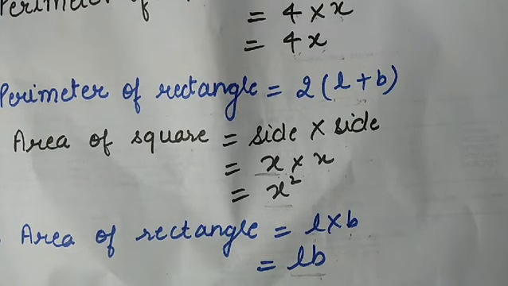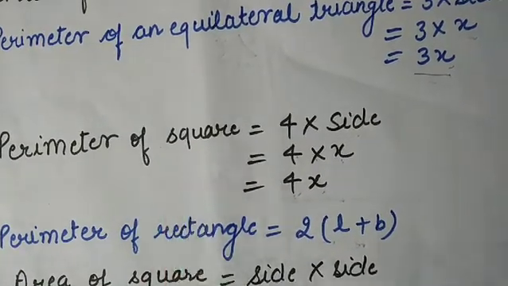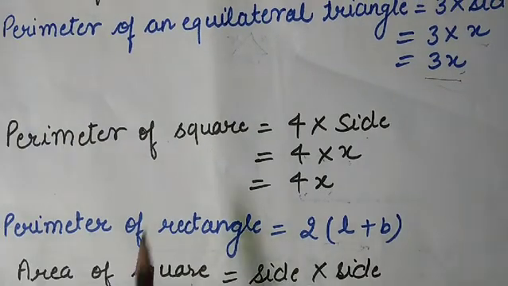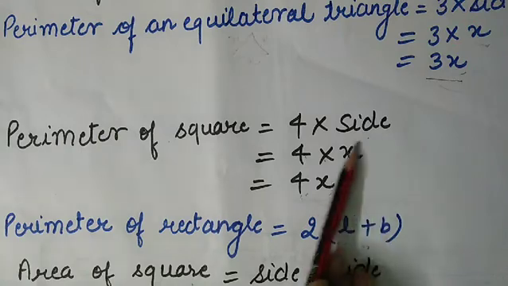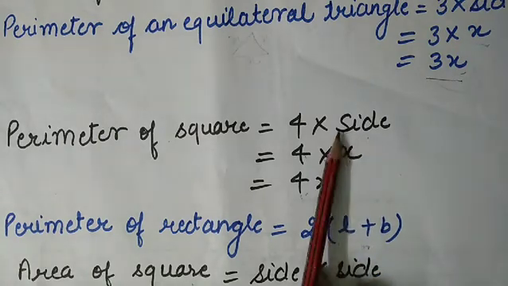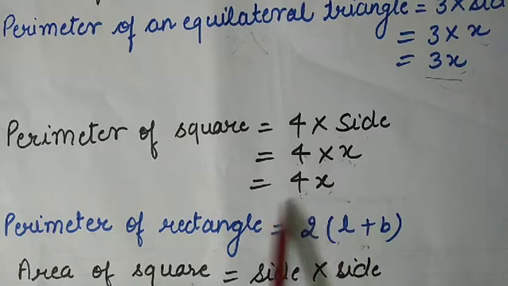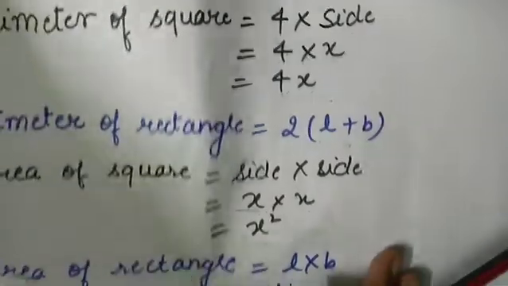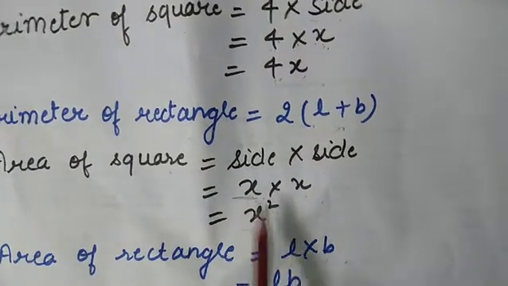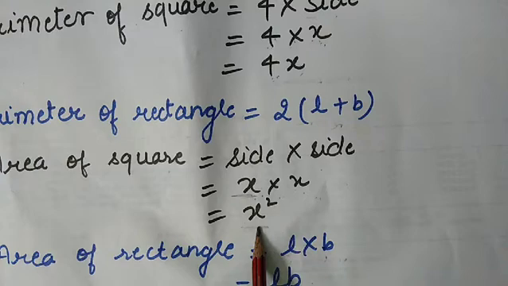Now let us take an example. If I am taking the side of a square as 5 centimeter, a particular value of the side, the perimeter will be 4 into 5 centimeter, that is 20 centimeter. Same for the square, if the side is 5 centimeter, the area will be 5 centimeter into 5 centimeter, that is equal to 25 centimeter square.